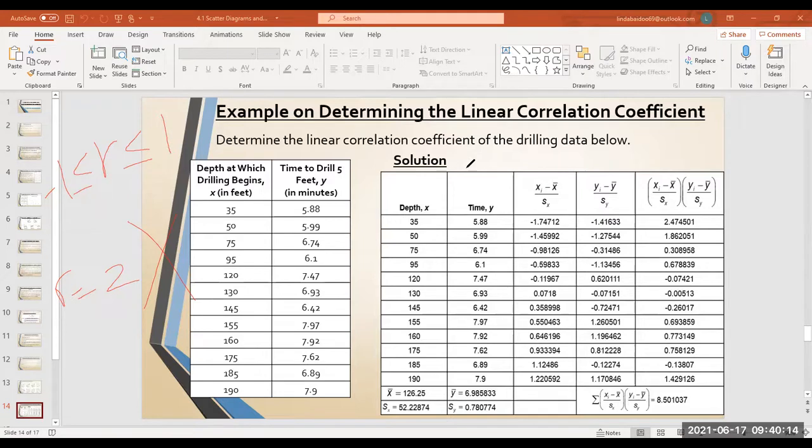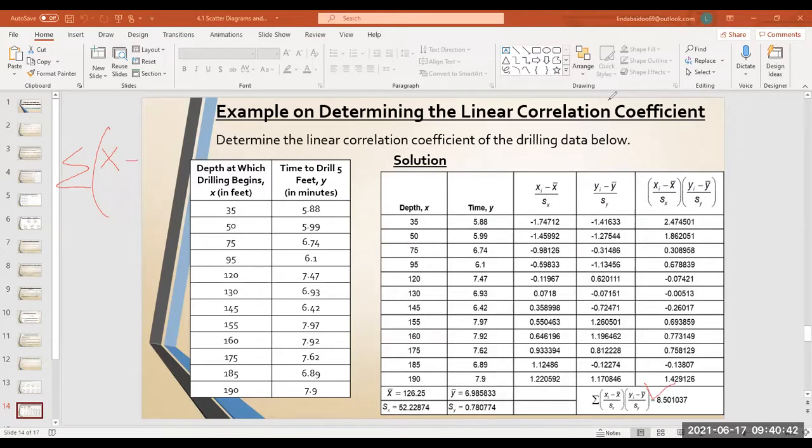So we are going to find the linear correlation coefficient of the drilling data below. This is the same data we came across. This time we are doing it by hand because I haven't shown you how to use the calculator yet. This is the formula we came across for the correlation coefficient. We are using the one for the sample, so it is divided by n minus 1.